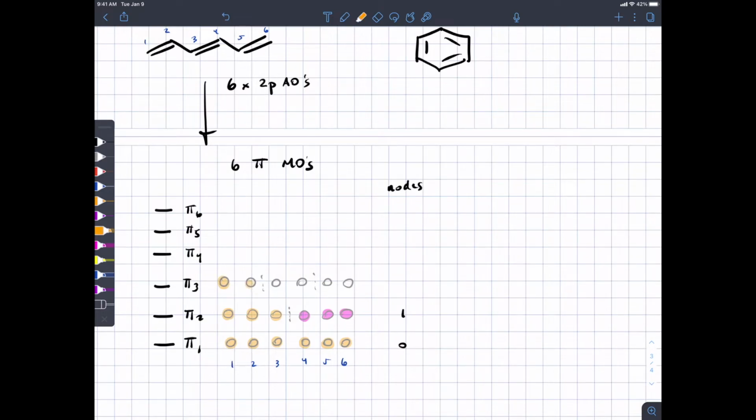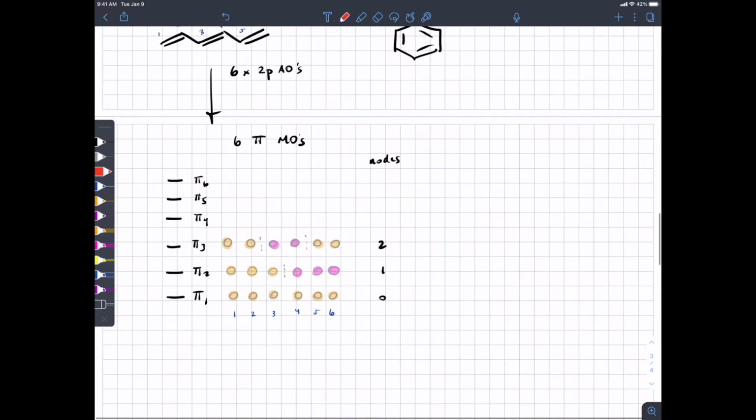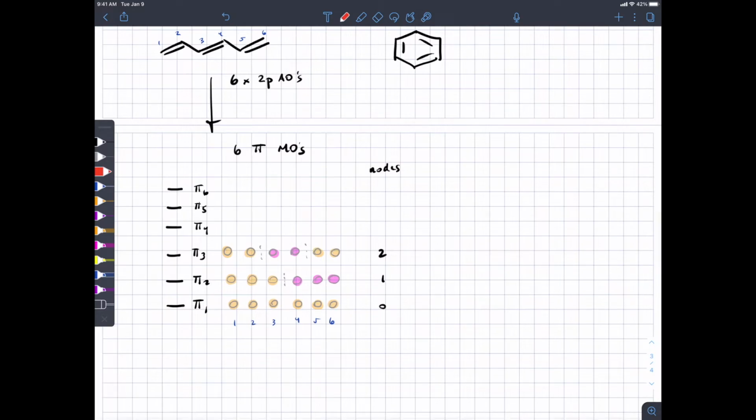and that's what that would look like. And we could go up and do the others, but that's not going to be necessary because right now we're only worrying about where the electrons are. We have 6 electrons in the pi system, so we fill them up, and this is the highest energy orbital.